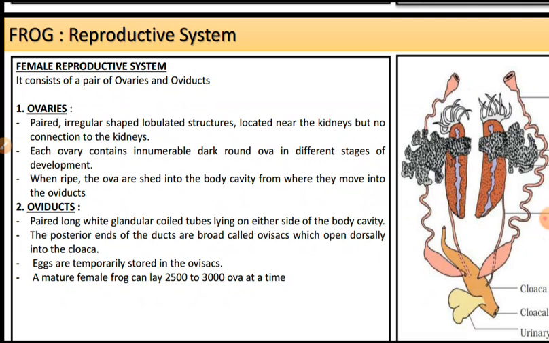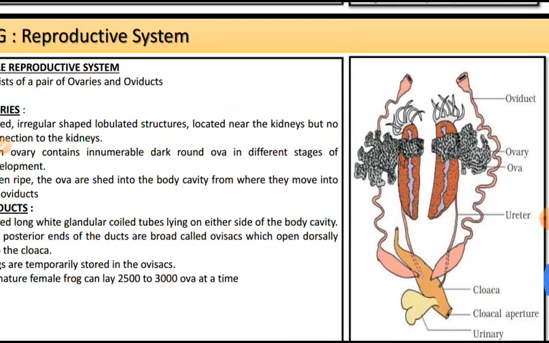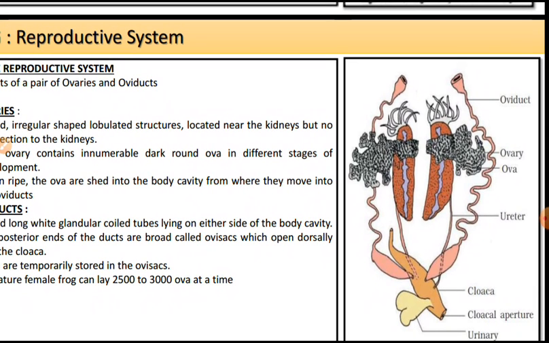And these ova released by ovulation are attached to the upper surface of the body cavity, and these are grasped by the oviducts. The second part, we will see the oviducts. The oviducts are a pair of long convoluted tubular structures with a funnel-like opening on each side of the body cavity. The first part of these oviducts is funnel-shaped, and they attract the ova released by the ovaries into the body cavity.